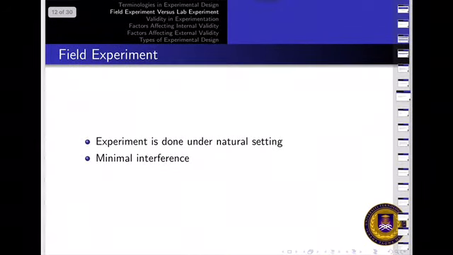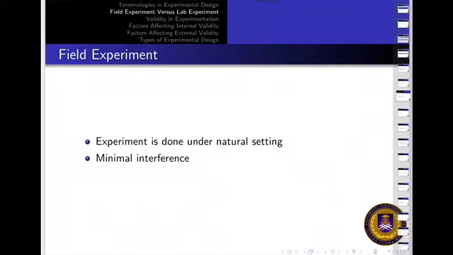Okay, so field experiment versus lab experiment. When we do the experimental design, there are two types. The first one is the field experiment. Field experiment is where the experiment is done under natural setting, where there is very minimal interference. So field experiment ni contoh kalau you distribute questionnaire to the random respondent. You don't have any interference, or very minimal interference, or through observation.